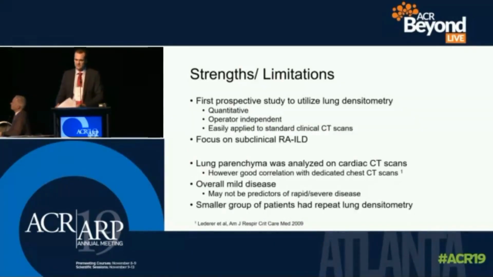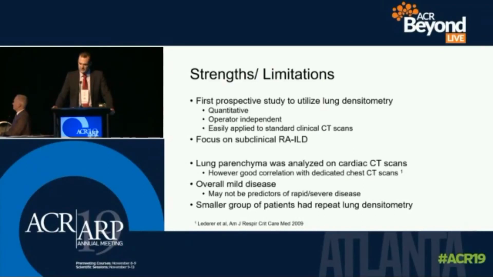There are several strengths and limitations to mention. This is the first prospective cohort study to detect RA-ILD using lung densitometry. And the advantage of this technique is implied by its name. It's quantitative, it's operator independent, it's easily applied to standard clinical CT scans. And another strength is the focus of the study, which is the subclinical ILD.